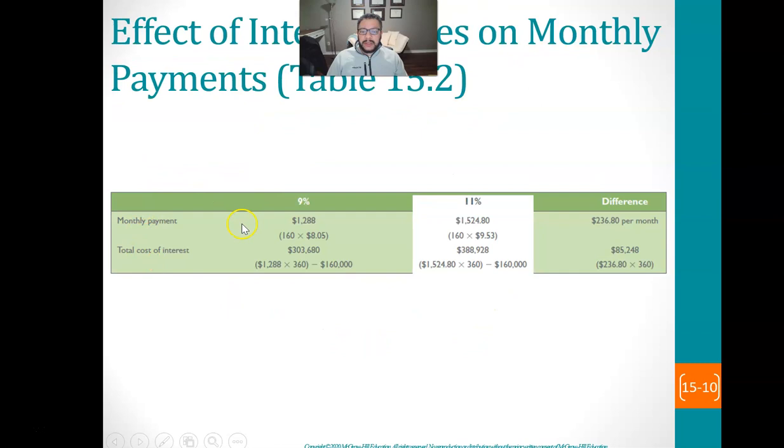Now let's look at what interest rates really do to the monthly payment. So we're not talking about PITI, we're only talking about principal and interest here. At an interest rate of 9%, you pay $303,000. At 11%, you pay an extra $85,000 on that loan over the course of 30 years.